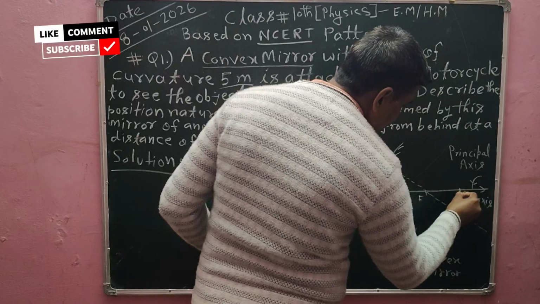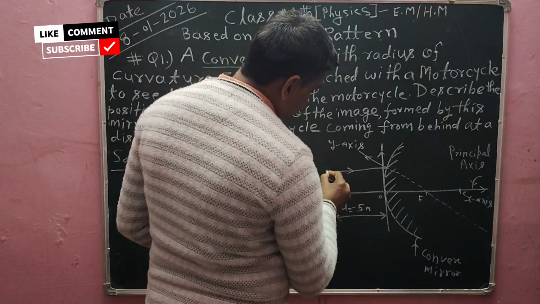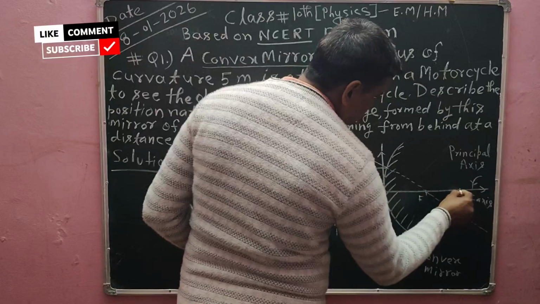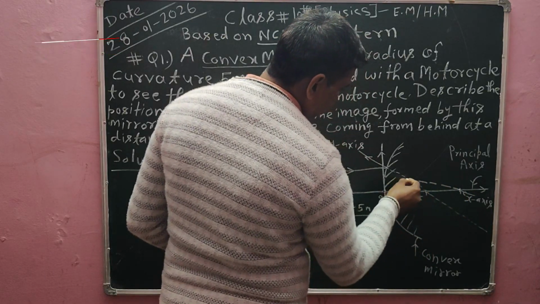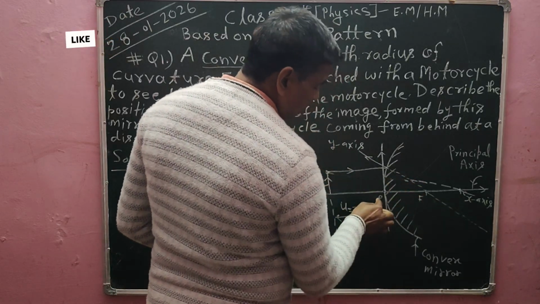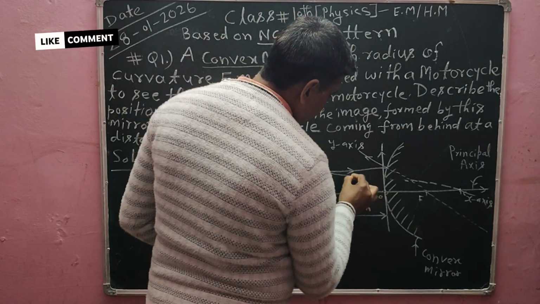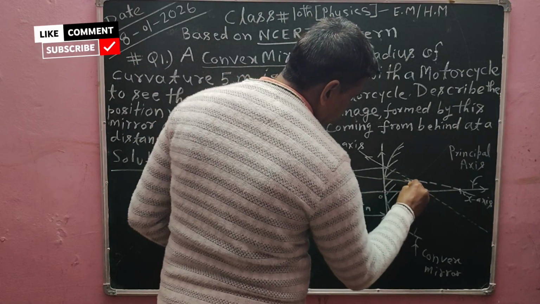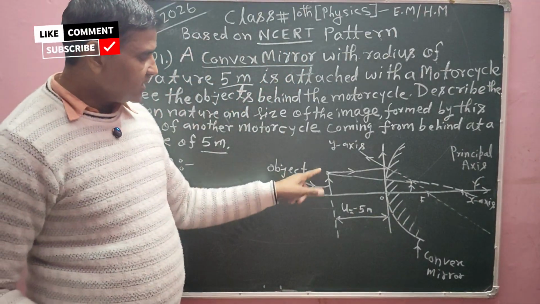So I will say this is the C, and it is going from the object to the center of the curvature. It will meet between the optical center of the mirror and the focus. So I will say this is the image, and this image is erect.